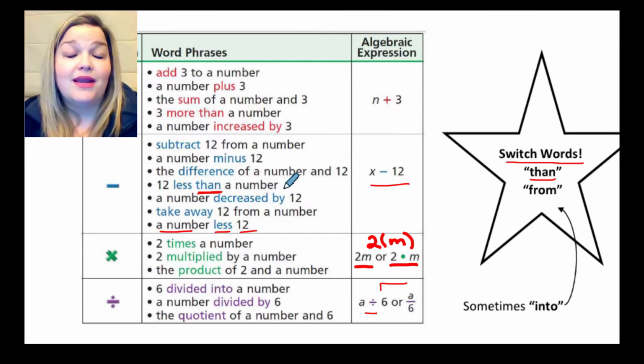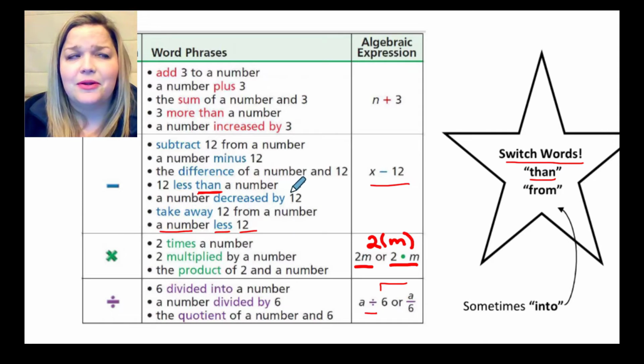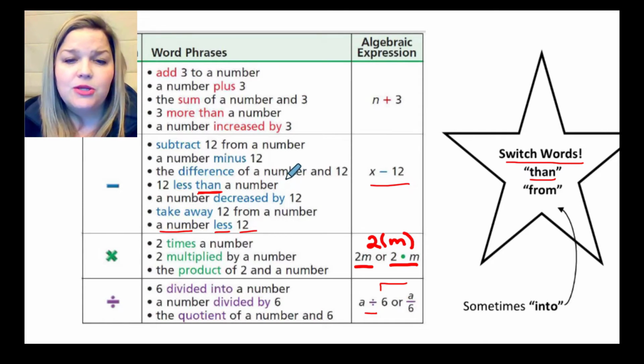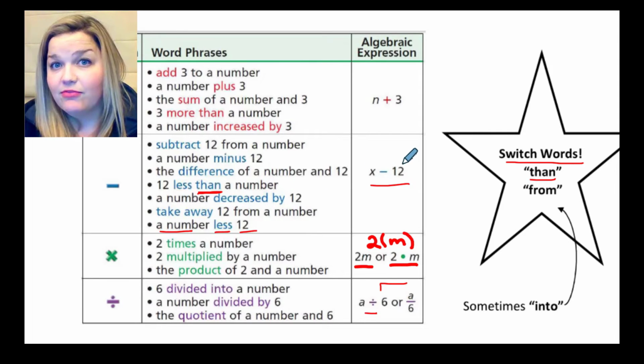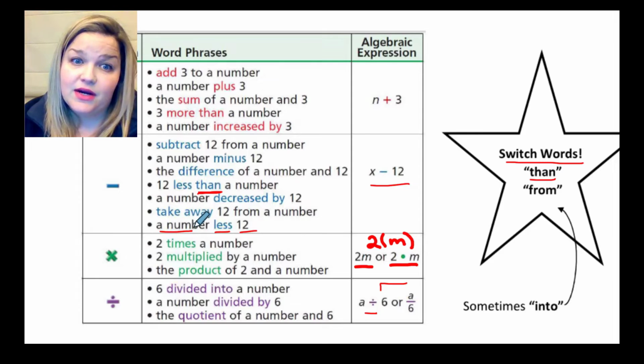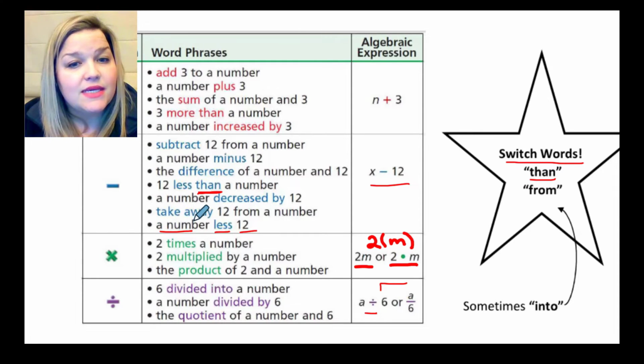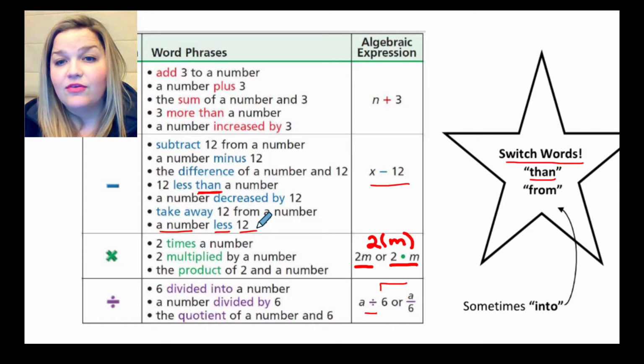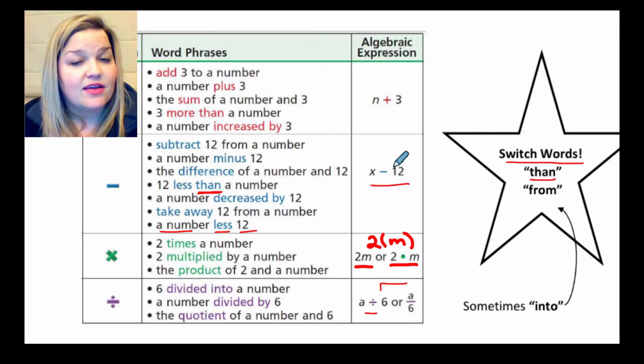Well, you might be saying, Mrs. Schmidt, I don't understand. Why is that a switch word? Well, I want you to think about it. Instead of using the phrase a number, put an actual number in there. If I said 12 less than 20, you would flip-flop it to be 20 take away 12. If you said 20 less 12, you would have 20 less 12.